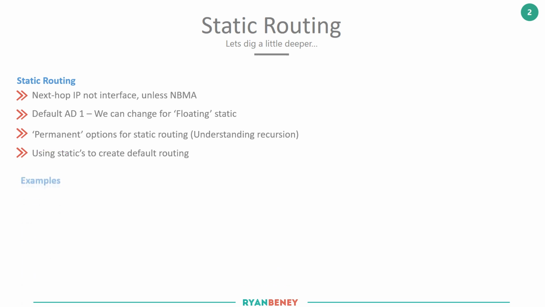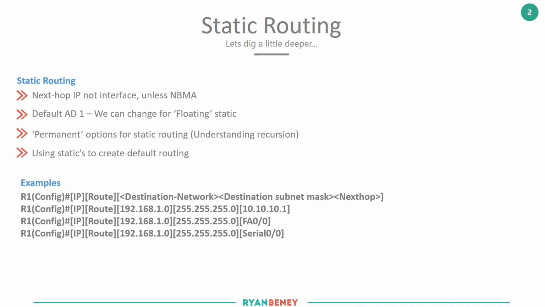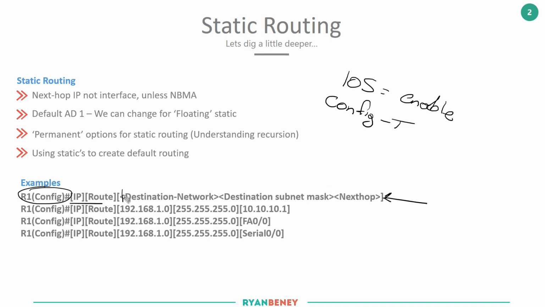Some examples of some static routes. We've seen this in the previous videos. You can see this is the syntax, and it's done from the global config. So from the standard IOS, we go to enable, and then from enable, we do config t, and then we can type in the ip route, the destination network, the destination subnet mask, and then the next hop IP if this is a broadcast media like Ethernet.